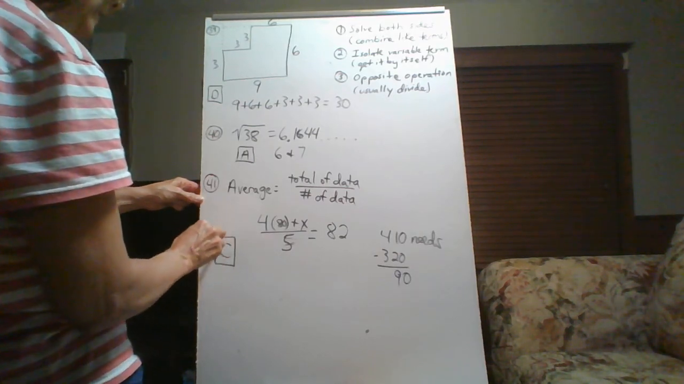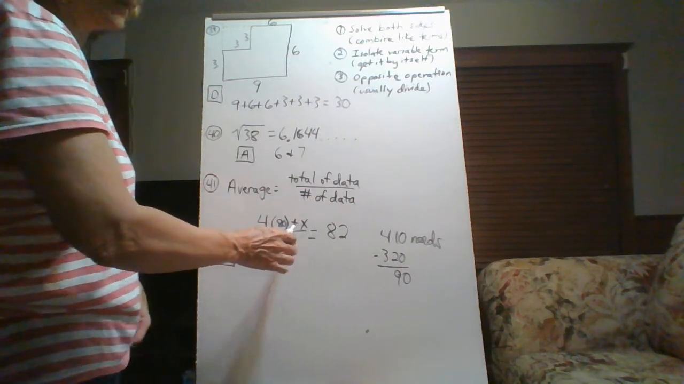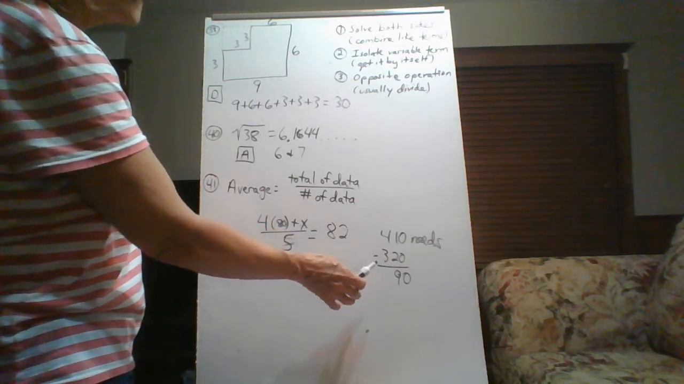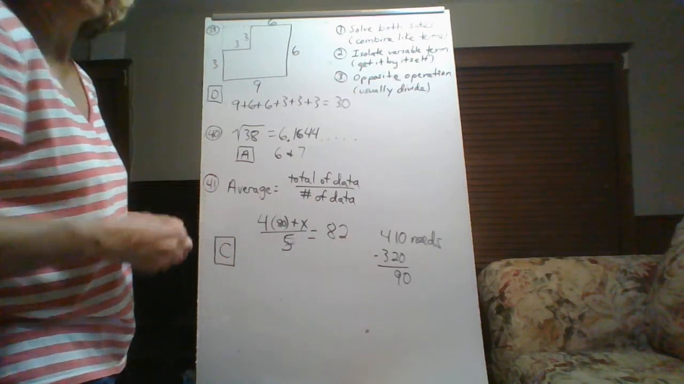C. That's always going to be the easiest way when they're asking for an average and they're leaving one piece of information out, is just to see, well, how many points do we need altogether? And then how many do we have? Whatever's left over, that's how many more we need.